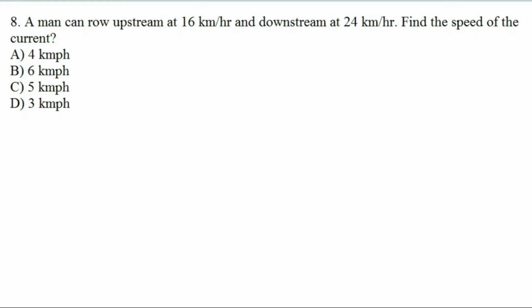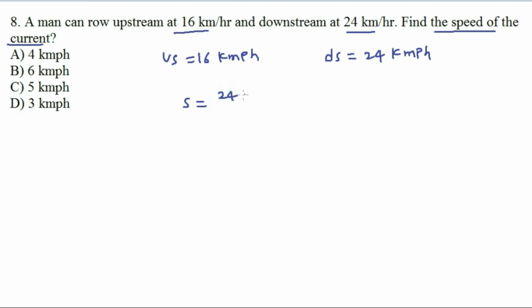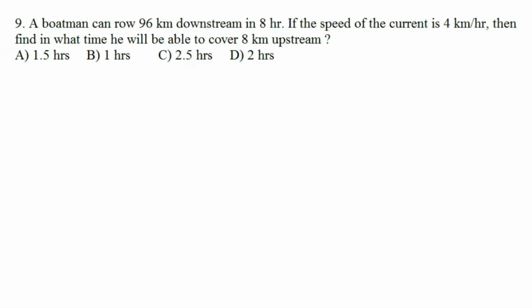Option D. Question number 8. A man can row upstream at 16 km per hour and downstream at 24 km per hour. Find the speed of the current. Upstream speed equal to 16 km per hour. Downstream speed equal to 24 km per hour. The speed of the current equal to 24 minus 16 by 2 equal to 8 by 2. Speed of the current equal to 4 km per hour. Option A. Question number 9.